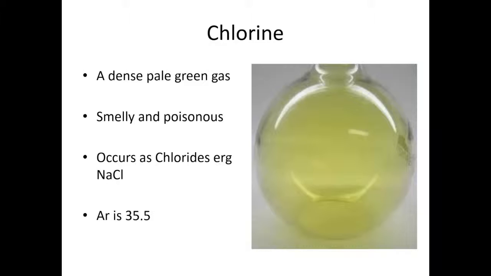Okay, so there's chlorine. A dense pale green gas. It's smelly and poisonous, and as I said, it occurs as chlorides. For example, sodium chloride, salt in the sea. Its atomic mass is 35.5.